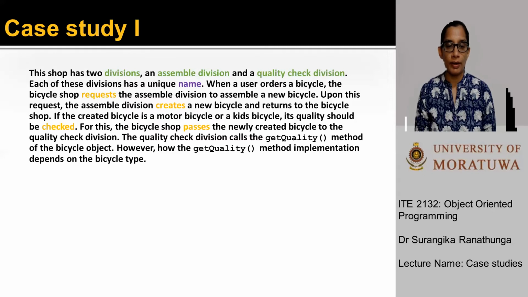So here I have identified a division object, which has two subtypes, the assemble division and the quality check division. All the divisions have a unique name, which is the attribute. And we can identify some verbs here which may become methods: request, create, check, and pass.